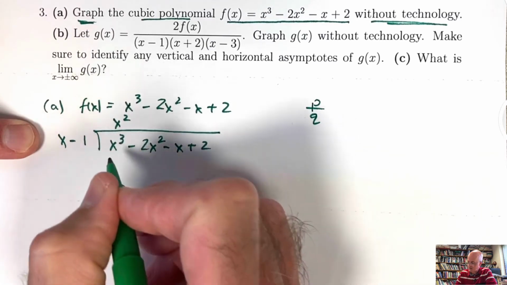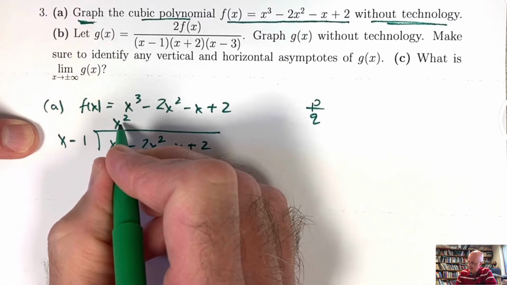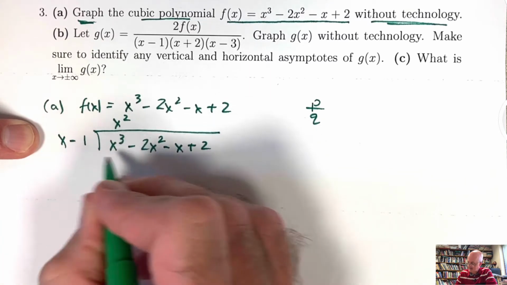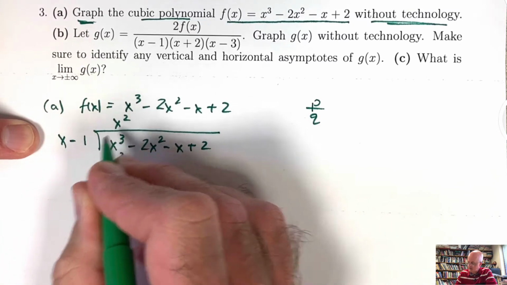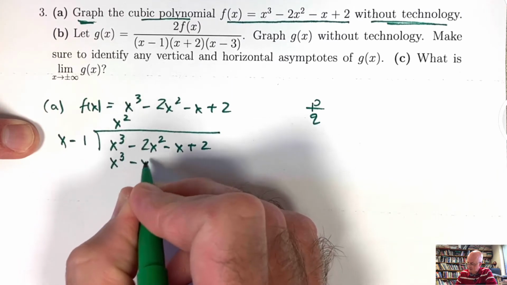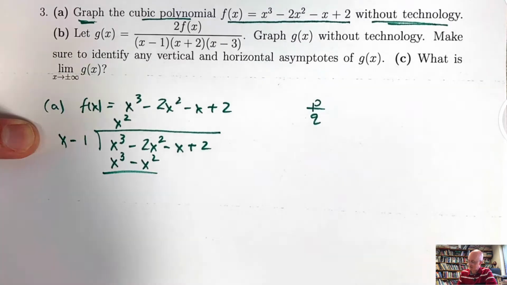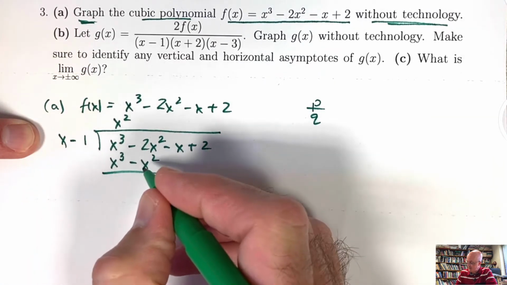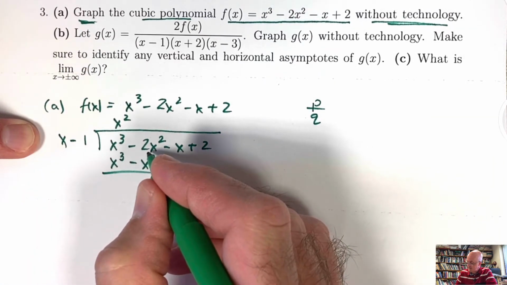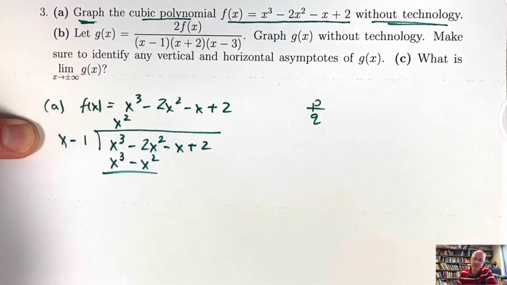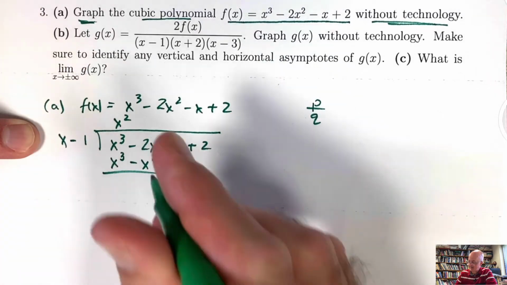Okay, x times x squared is x cubed. Now go ahead and take x squared and multiply it times each term and put the answer down there. X squared times x is x cubed. X squared times negative 1 is negative x squared. Then you subtract. With synthetic division, you add. That's another difference. Again, don't worry about it if you don't know it. Negative 2x squared minus negative x squared is the same as negative x squared plus x squared.